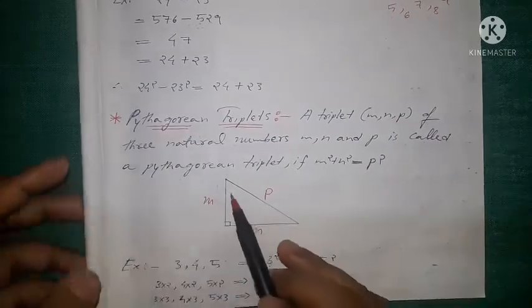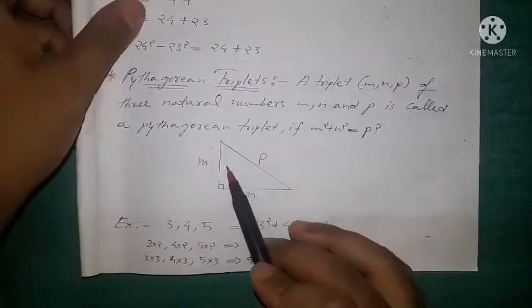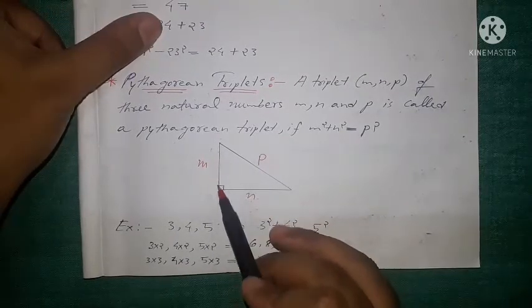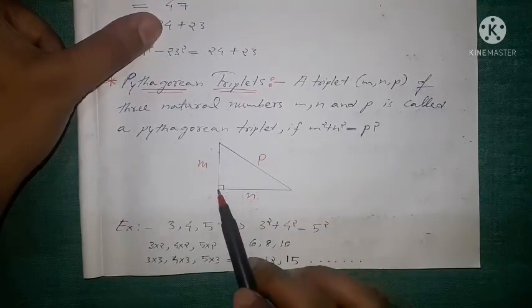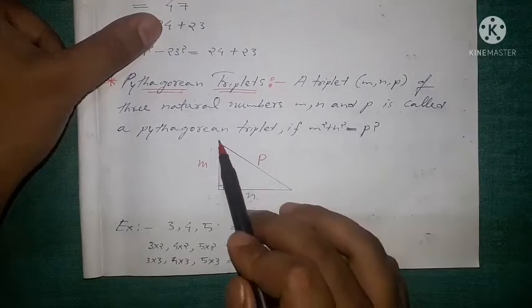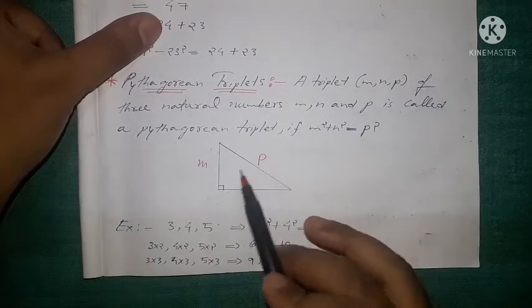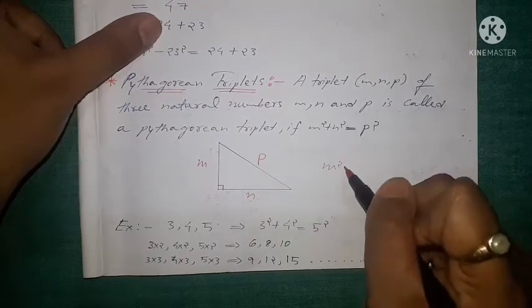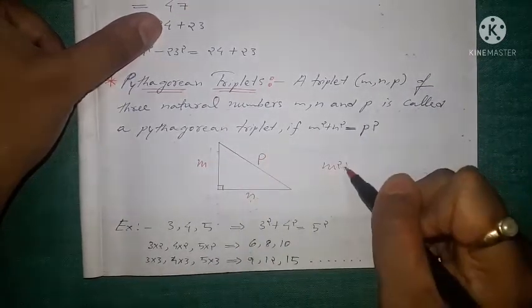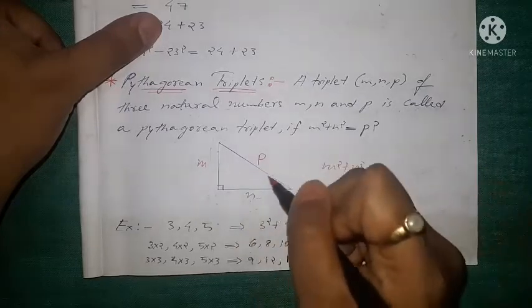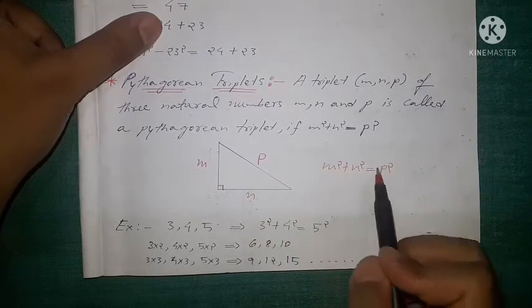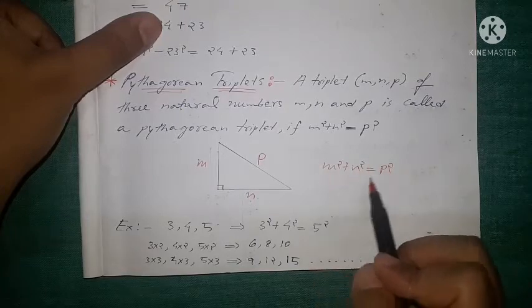So in this manner, we can represent this diagrammatically. Suppose this is a right angle triangle. So if this height is represented by m, this base is represented by n, then the hypotenuse will be represented by p. So by the Pythagoras theorem, we know that m square, that is the height square, plus base square is equal to hypotenuse square. So this is the Pythagorean triplet. That means the three numbers must be in this order.